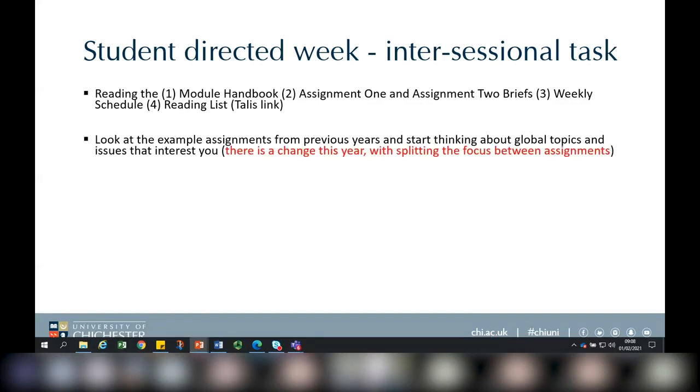I also asked you to look at some examples from previous years and start thinking about the global topic that you might be interested in. I wouldn't worry too much about it at this stage, because some students don't decide on their topic until a lot nearer the time, sort of Easter time. So I wouldn't worry about that.